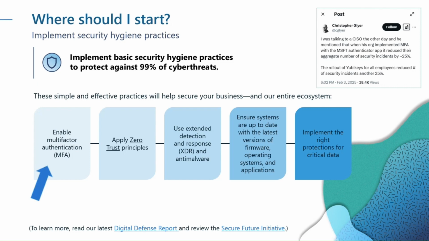Next, we recommend applying zero trust principles. And I couldn't recommend enough exploring our zero trust deployment essentials blog and playbook to learn how to do so. Use an XDR, that's extended detection and response platform, like Microsoft Defender XDR. Ensure everything is up to date, especially your firmware, and implement the right protections for your data, which is particularly critical for Copilot adoption. And keep in mind, you may need to work with your partner center admin to set up some of these practices.